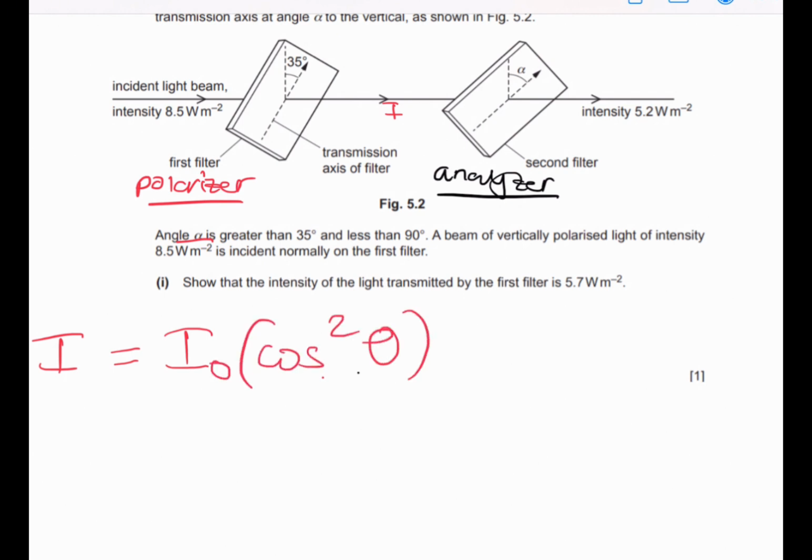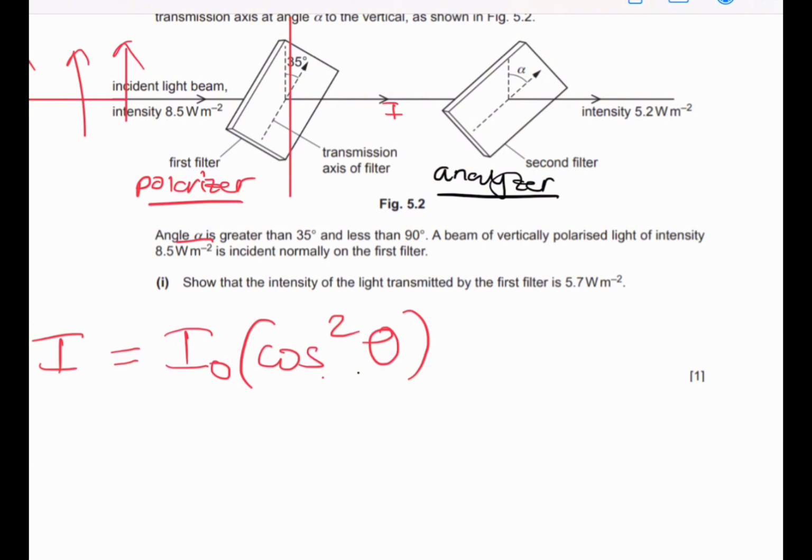And remember, it's important to know what this angle theta is. Always ask yourself that. You've been given a beam of vertically polarized light, so this light is coming in vertically polarized like that. As it reaches here, it's going to be affected by this angle. The transmission axis before was like that, but now it's like that. So this polarizer is rotated at a certain angle.